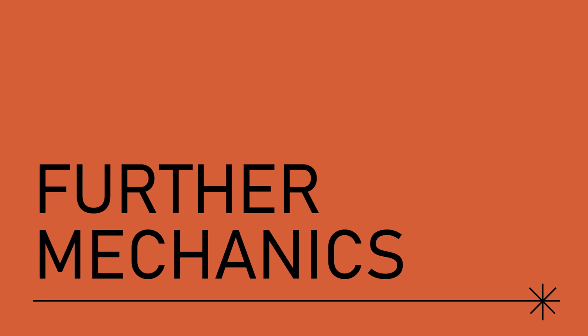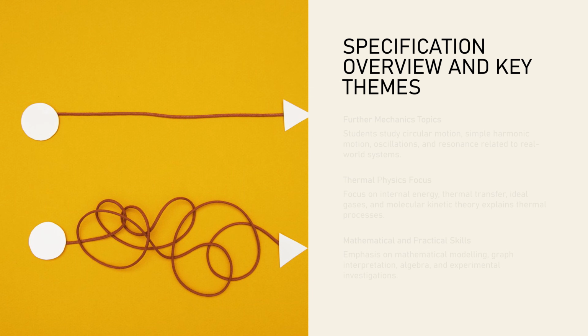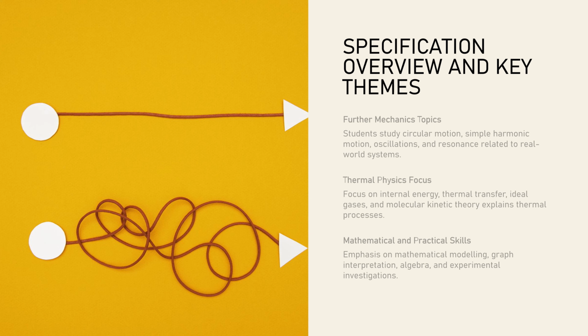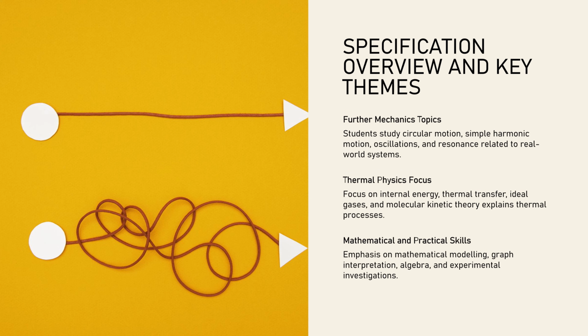Specification overview and key themes: circular motion and centripetal acceleration, angular speed, radians, and centripetal force, simple harmonic motion, conditions and definition, graphs and energy changes in simple harmonic motion, oscillating systems, mass, spring and pendulum, forced vibrations, resonance, and damping. In further mechanics, students study circular motion, simple harmonic motion, SHM, oscillating systems, and resonance.